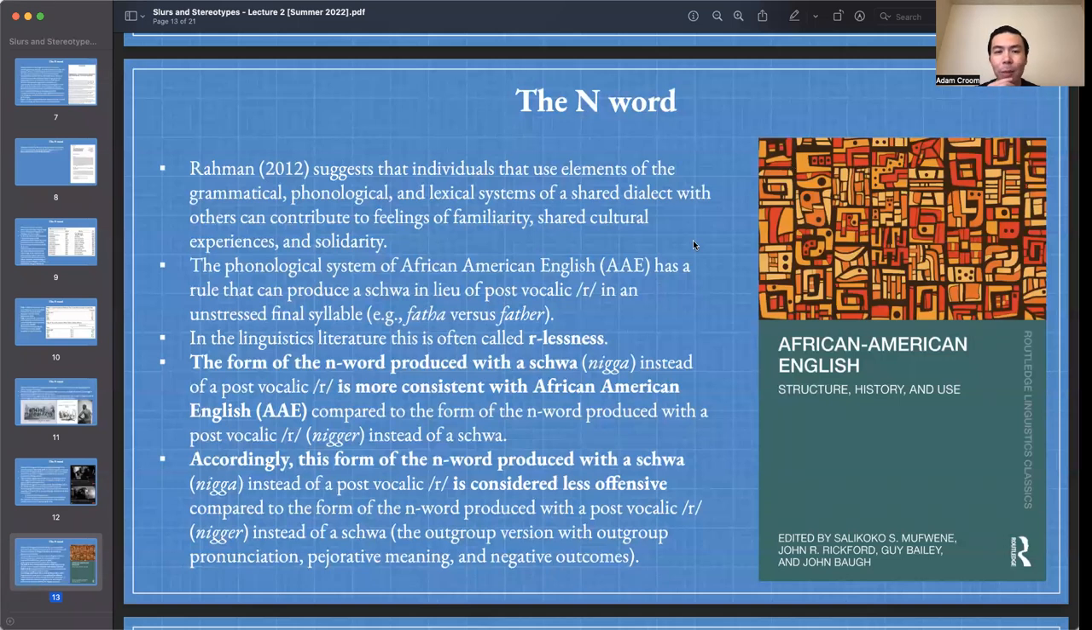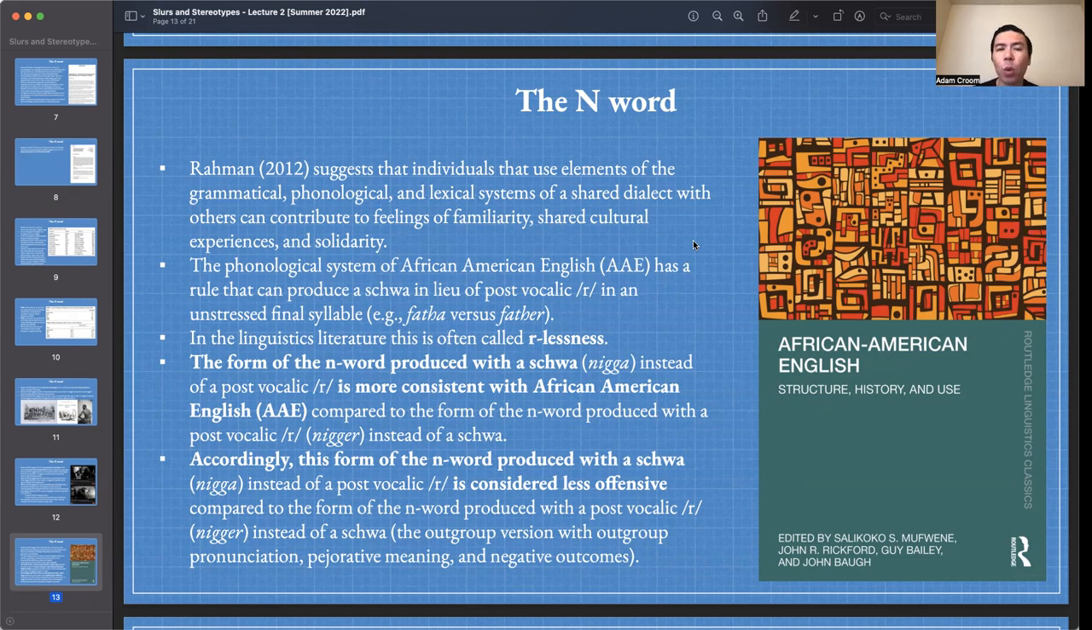So the phonological system of African American English, or AAE, has a rule that can produce a schwa instead of a post-vocalic R in an unstressed final syllable. Okay, so instead of father, father. Or instead of flavor, flava. Okay, and a lot of vernacular speech sounds like this, right? We don't always hyper articulate our R's. So if we're saying flava instead of flavor, this is called R-lessness.